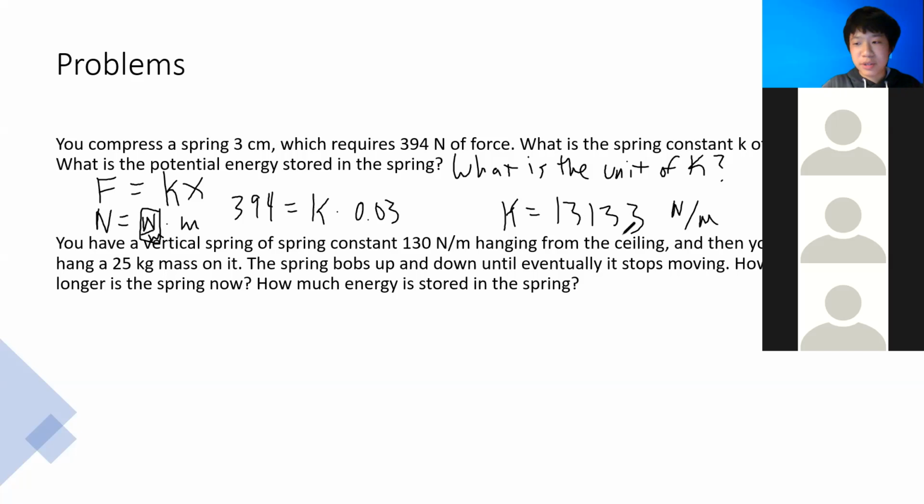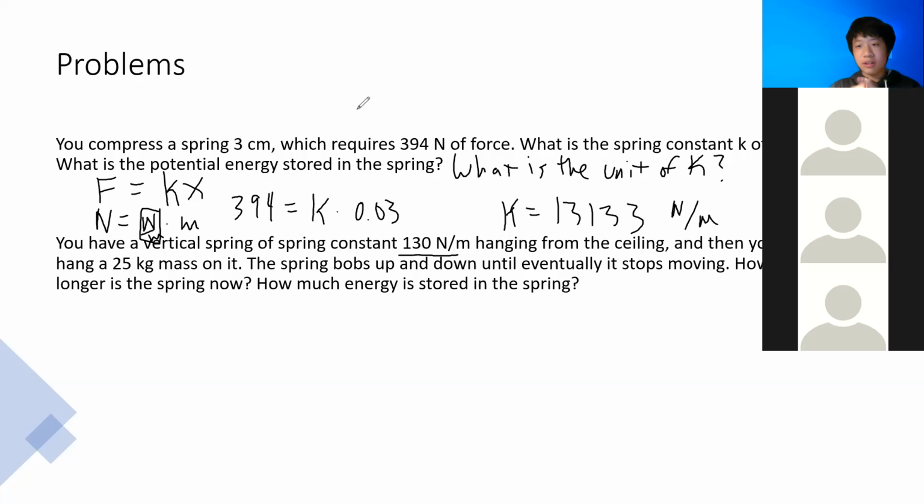Now we have a vertical spring of constant 130 newtons per meter hanging from the ceiling. Oh, I added that there by accident. And then you quickly hang a 25 kilogram mass on it. The spring bobs up and down until eventually it stops moving. How much longer is the spring now?